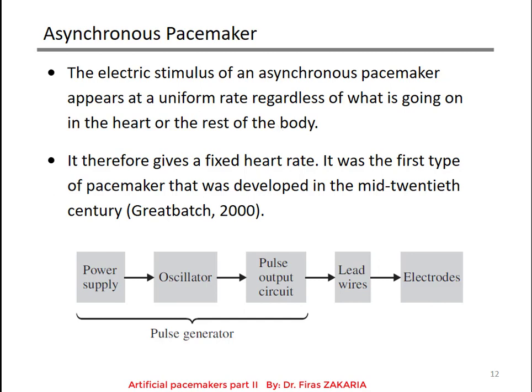The block diagram of asynchronous pacemaker is composed of a power supply, an oscillator, a pulse output circuit, lead wires and electrodes. As we said, the power supply is necessary to supply energy to the pacemaker circuit. The oscillator establishes the pulse rate for the pacemaker and in turn controls the pulse output circuit, which provides the stimulating pulse to the heart. The pulse output circuit provides the stimulus to the heart via the wires and electrodes. This is concerning the asynchronous pacemaker.